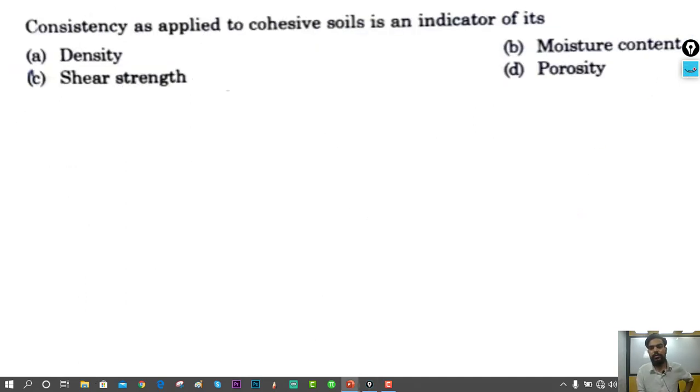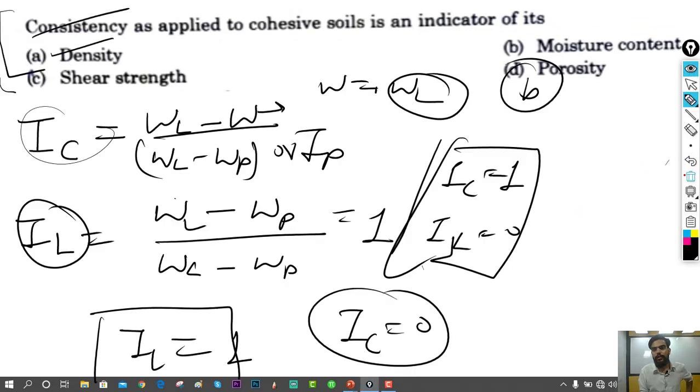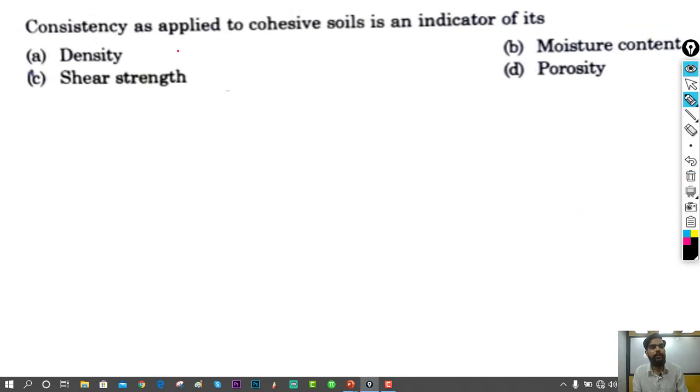In this question, what we have to find: consistency as applied to cohesive soil is an indicator of, guys, cohesive soil is our clay soil. Just remember, cohesive soil is our clay soil, and when we apply consistency on cohesive soil, then it is an indicator of shear strength. Very simple question. I hope you know this answer.